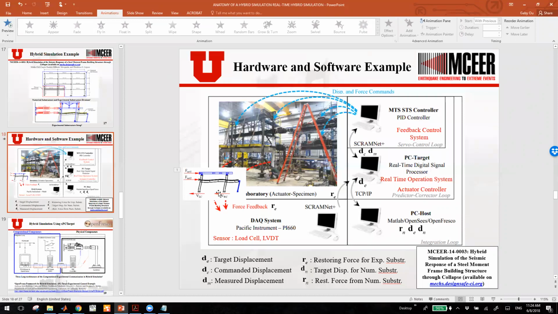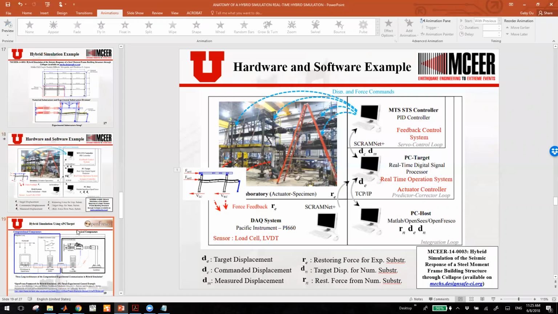and they calculate the base shear, which is their force feedback, and then that information will be captured through a data acquisition system, and that response will be sent to the target machine through ScramNet, and they will get together the restoring force and send it back to the numerical substructure through TCP/IP protocol. And this part is what they call the three-loop architecture for numerical and experimental information exchange.